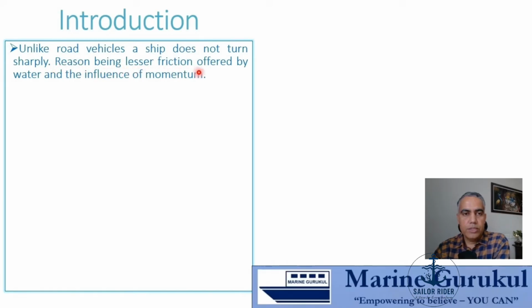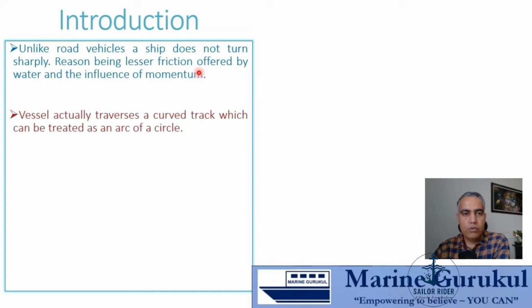Reason being lesser friction offered by the water and also the influence of momentum. Whenever the vessel alters its course, the vessel actually moves along a curved track which can be treated as an arc of a circle. Let's try to understand this using a diagram.